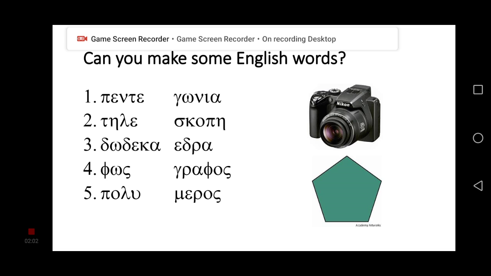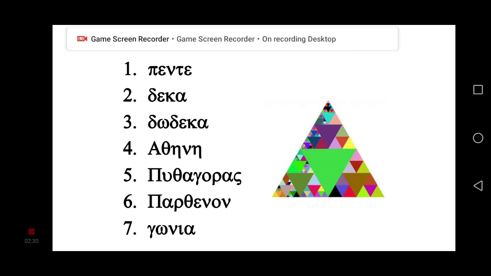Number 5, poly and meros, or polou and meros. Polou if it's ancient Greek, poly if it's modern Greek. Poly, many, and meros, you have to take the omicron and the sigma off the word to get polymer, which is a material made up of different layers. Poly is many and meros is part.